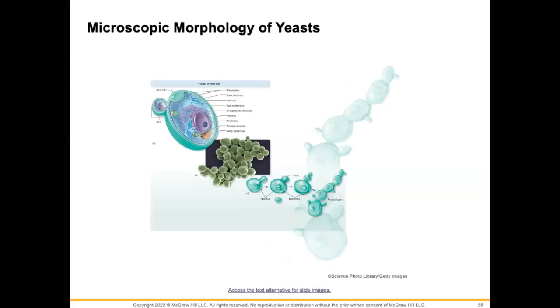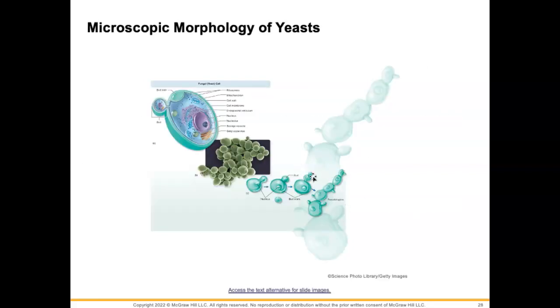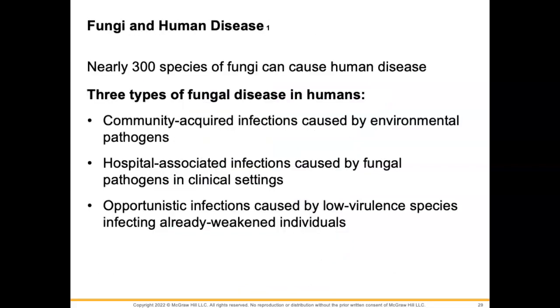And then this is an example of budding yeast where it's budding off of each other and grows these little arms that end up the same size as the original cell there.